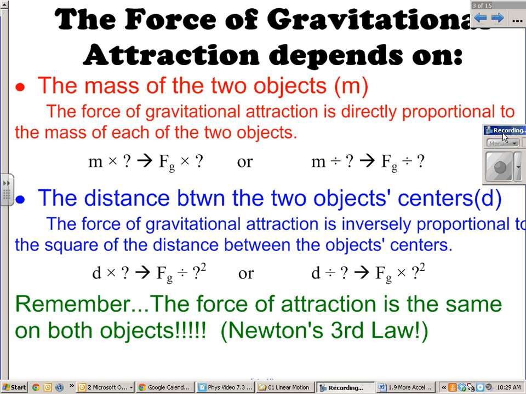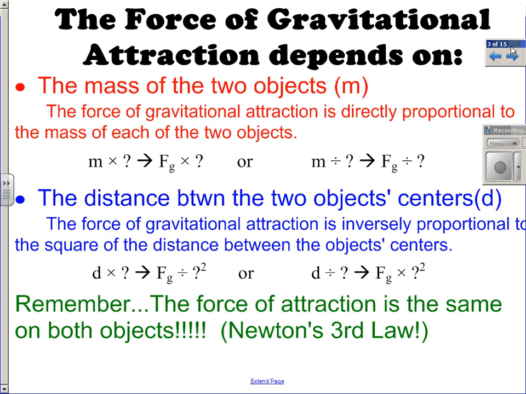And Newton realized that the force of gravitational attraction between any two objects, all right, remember, I think I have not stressed this enough so far, that any two objects are going to be attracted to each other by a gravitational force. And how much force there is depends on the mass of the two objects. More mass means more force, right? In math speak, it's this. The force of gravitational attraction is directly proportional to the mass of each of the two objects. So in other words, if you've got twice the mass, you're going to have twice the force of gravity. Okay?